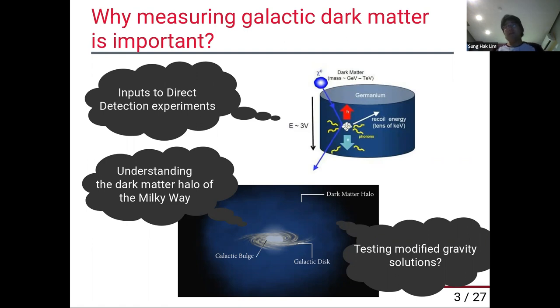And also, this kind of analysis provides us a direct way of measuring the mass density away from the solar position, so that it can be used for testing Newtonian gravity at a location away from the sun. For example, if our analysis gives a result consistent with Newtonian gravity, our result can be interpreted as excluding alternative gravity solutions like modified gravities and so on. So I think this analysis is very interesting.